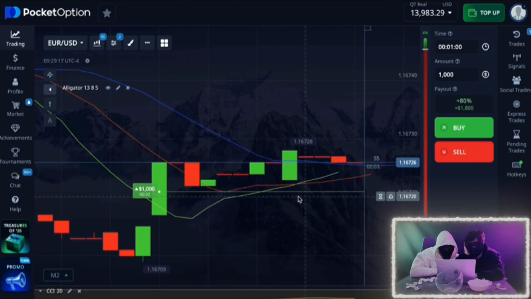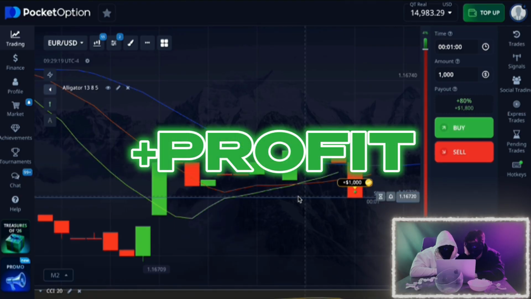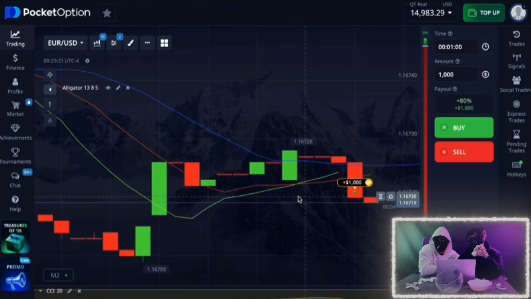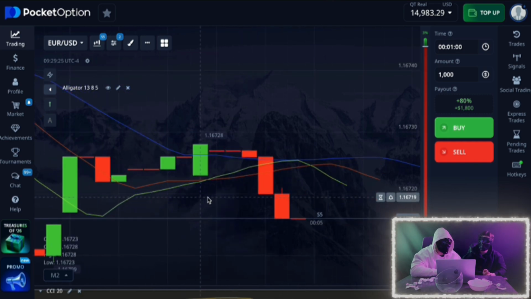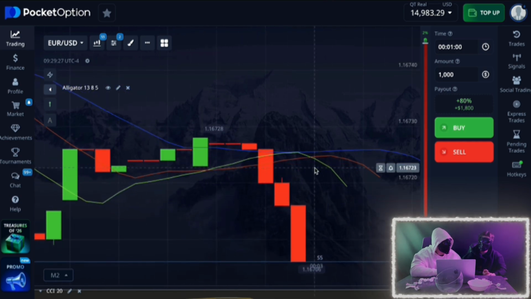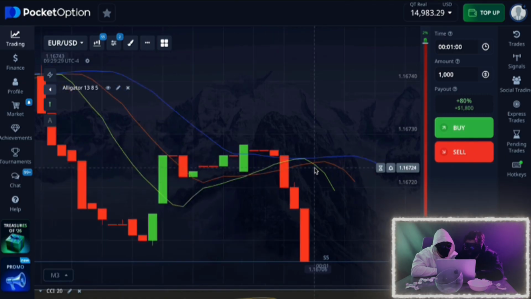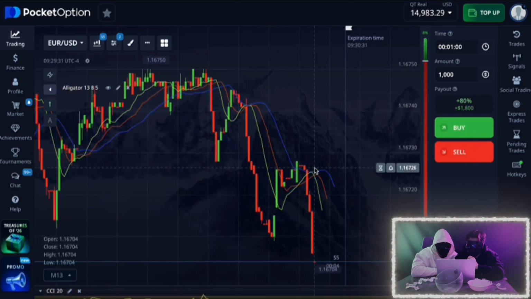And... oh, we're just getting our money back. Mori, don't you want to open another trade on this pair? For a minute? After all, we got our money back. In general, let's open another trade. Why not?